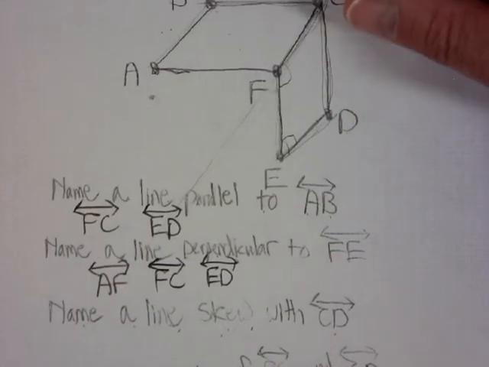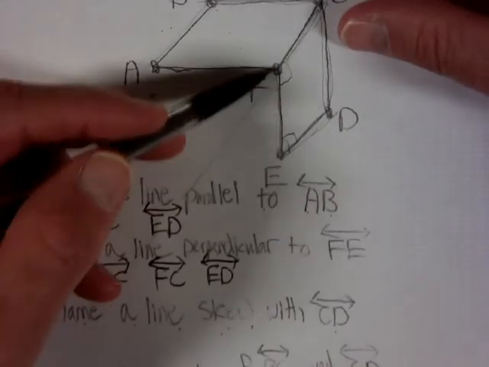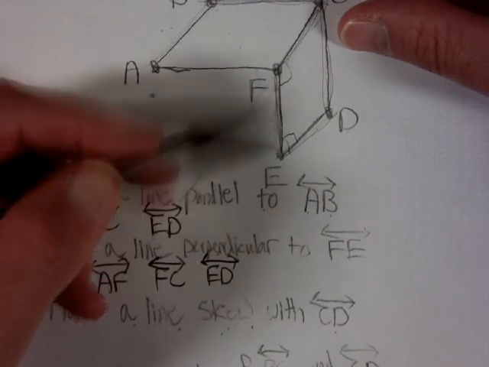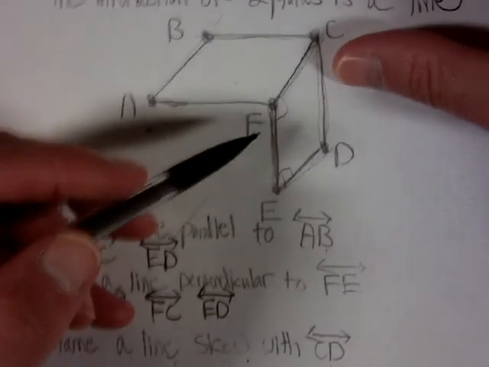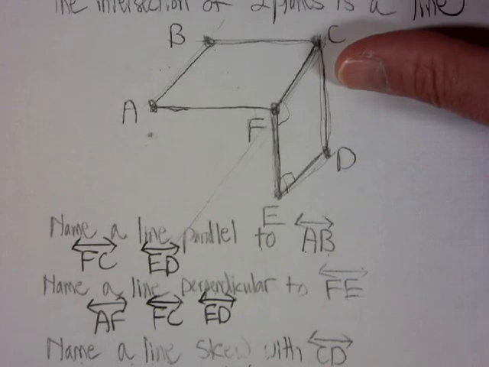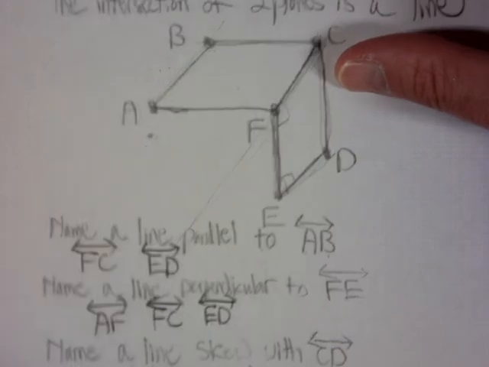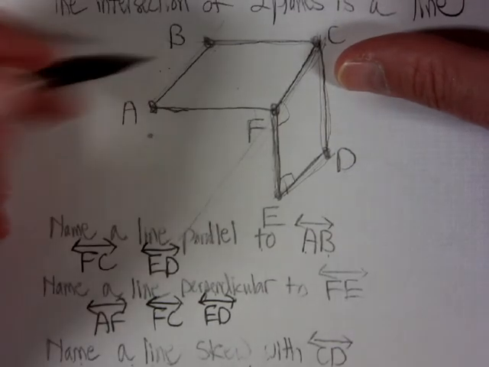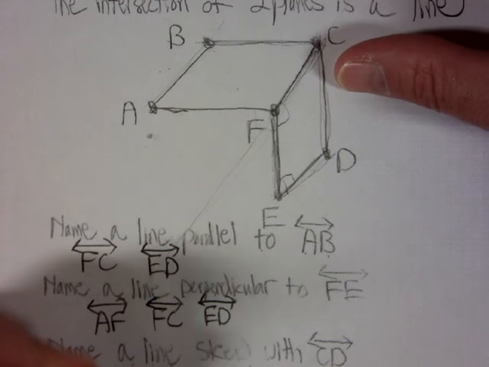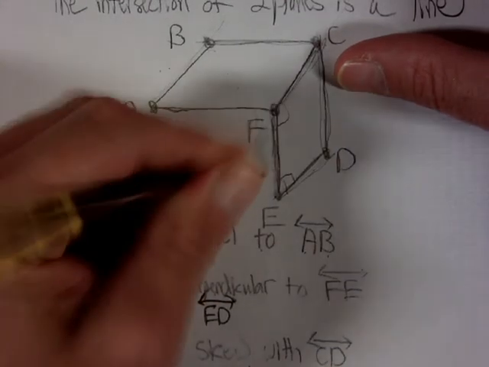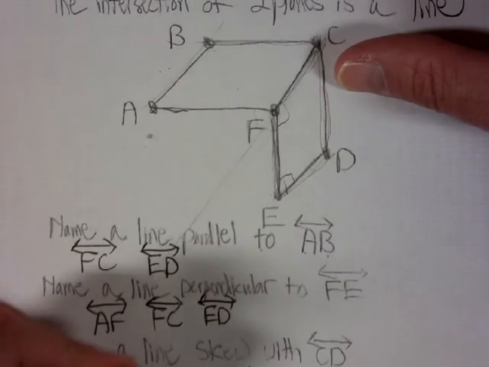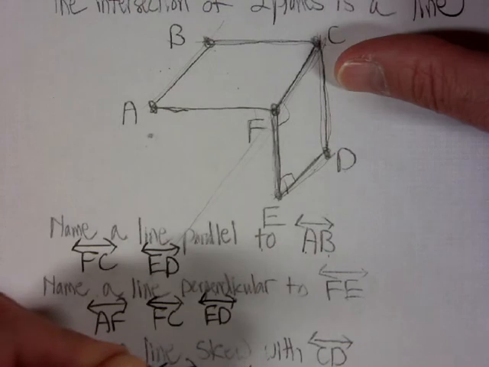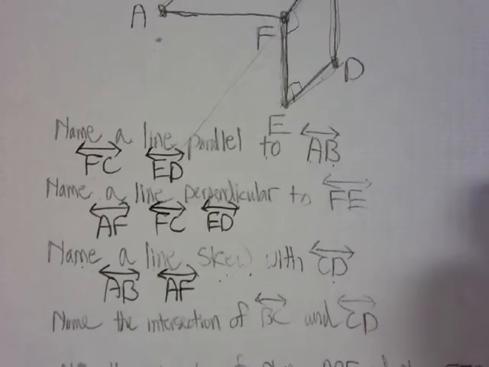If I take away the ones that intersect, and it can't be FE because that's parallel, then all the ones that intersect and are parallel with CD are out. So that really only leaves me with two that are skew. Line AB would be one, and line AF is the other. So line AB and line AF.